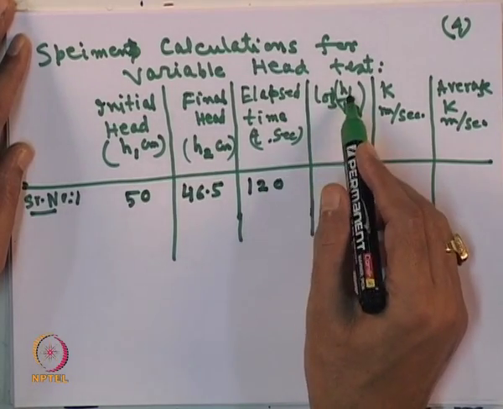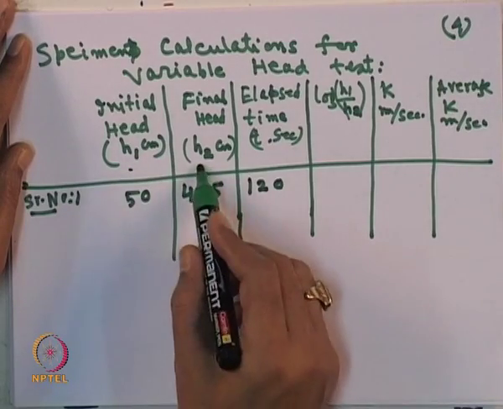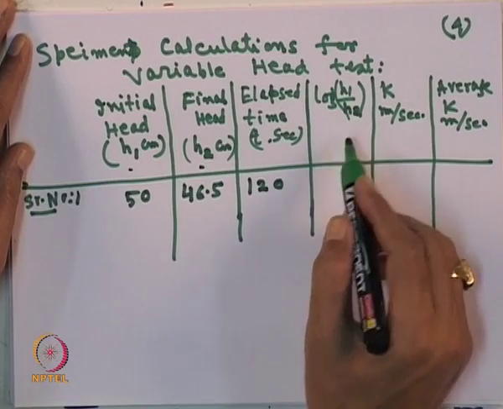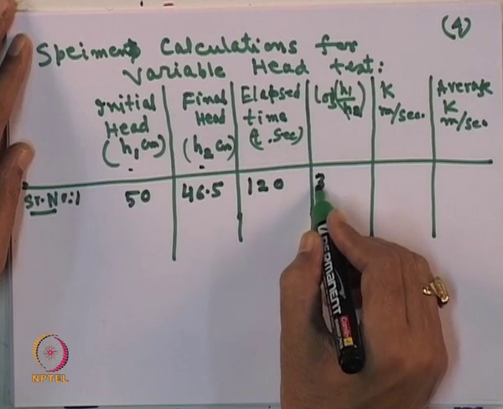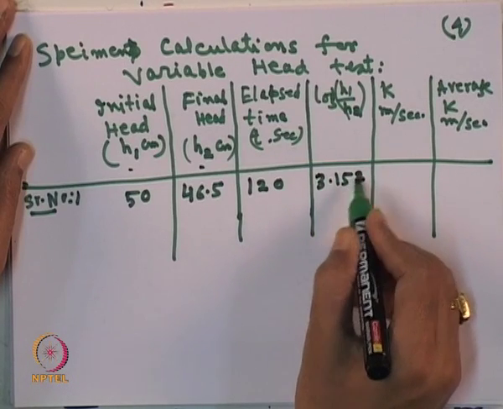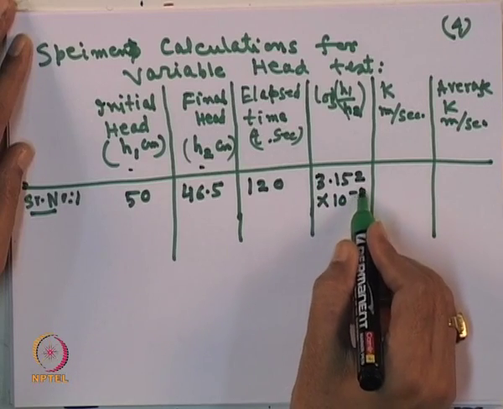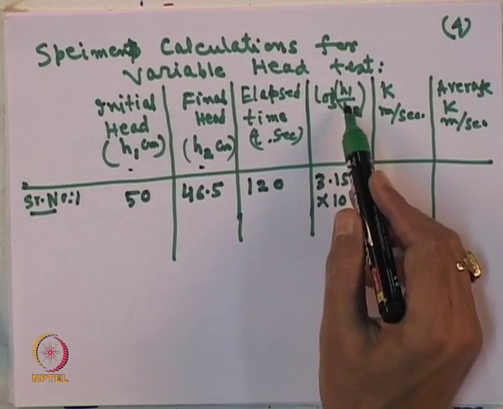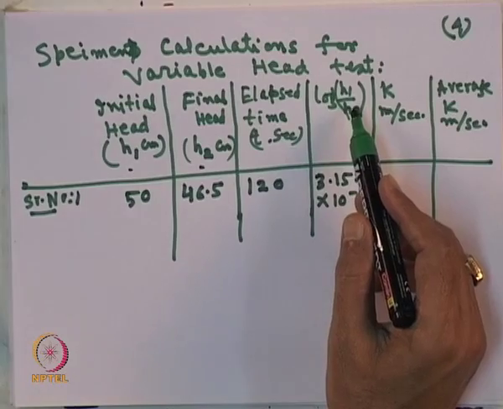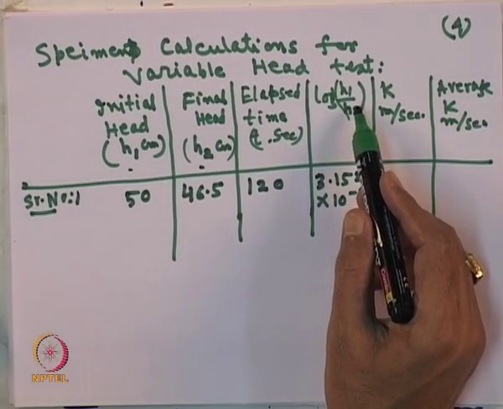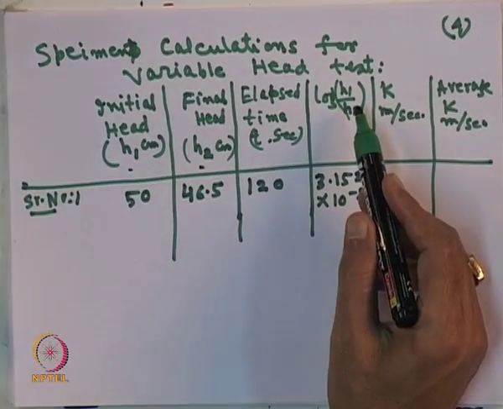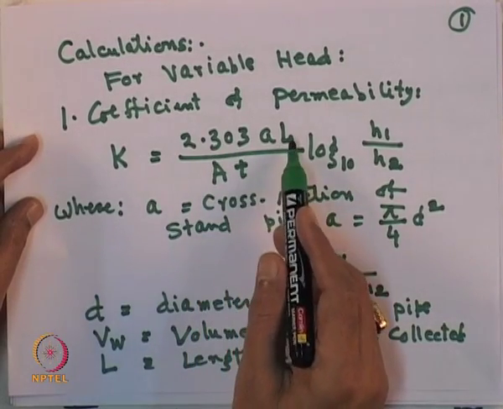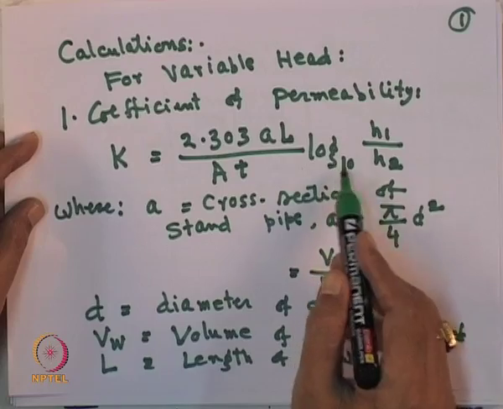Then you can calculate log h1 by h2, because h1 is known, h2 is known, that means log of 50 divided by 46.5. If you calculate, this will give 3.152 into 10 to the power minus 2. So, you know this log h1 by h2, you know the time, and then you can calculate the coefficient of permeability of the soil using this equation, that is k is equal to 2.303 a into L divided by A into t log h1 by h2.